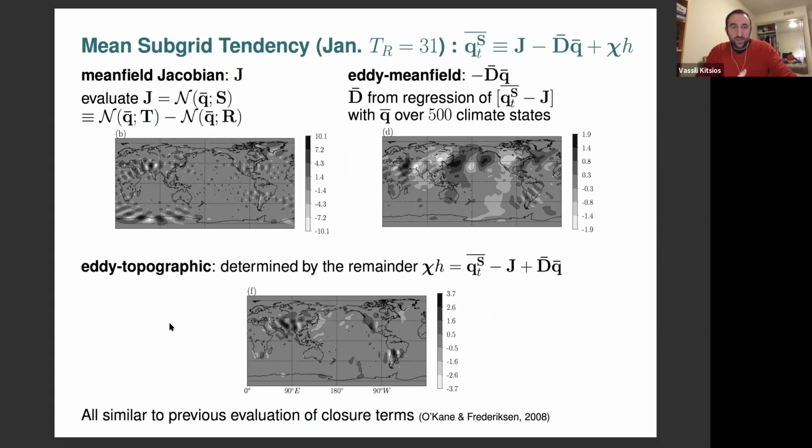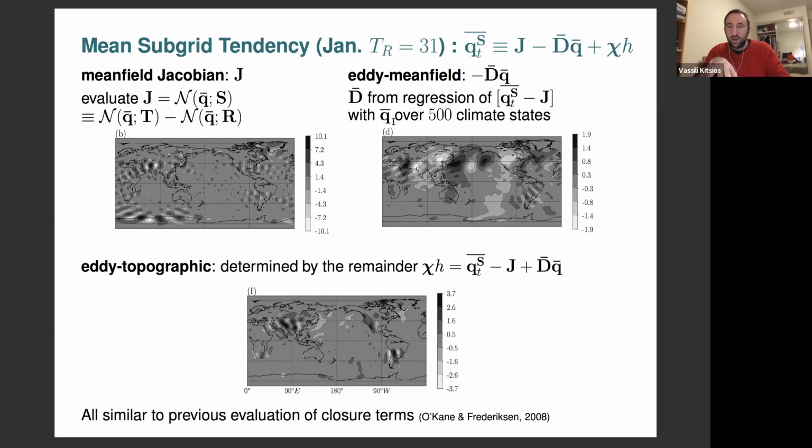Okay, so the terms that we haven't seen from the previous study are those that represent the mean subgrid tendency. Our mean subgrid tendency, if you recall, is given by the mean field Jacobian plus the eddy mean field force plus the eddy topographic force. And the mean field Jacobian, we can actually evaluate explicitly by using the truncated mean field as an initial condition, essentially. Once we know what the mean field Jacobian is, we can then calculate the eddy mean field operator, our D bar here, through a linear regression of QTS minus J minus Q bar.